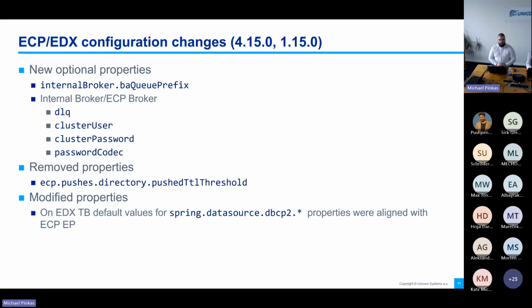There was also one property removed, and that is ECP directory pushed TTL threshold. This threshold was applied for the component TTL of remote networks. So the TTL was not updated until this threshold was reached. This behavior was changed, this property removed. Since this version, the component TTL for all remote networks is updated with every successful synchronization attempt.